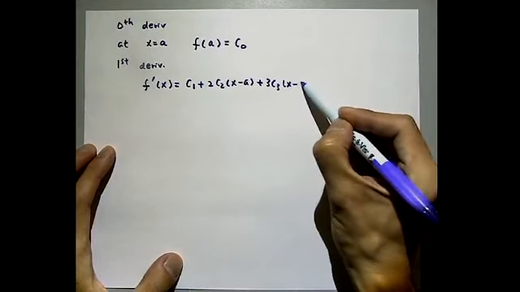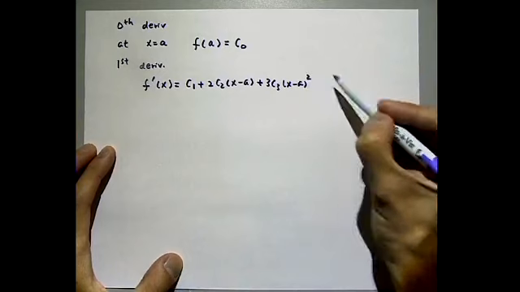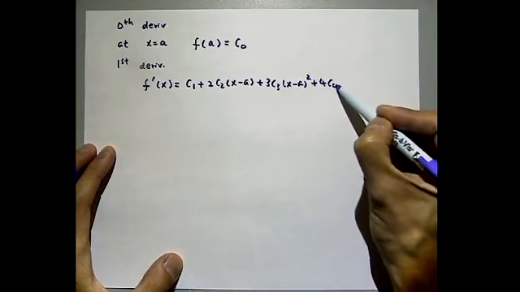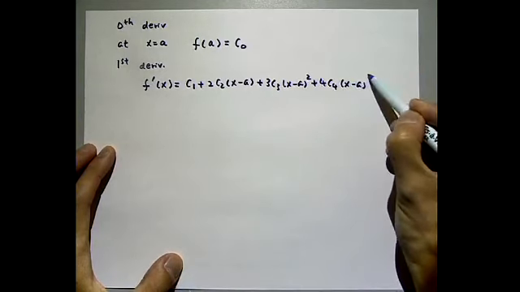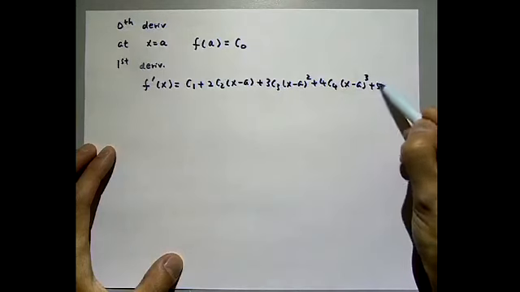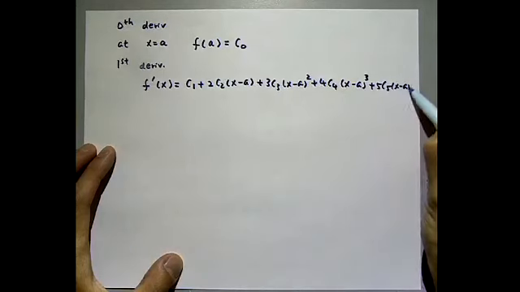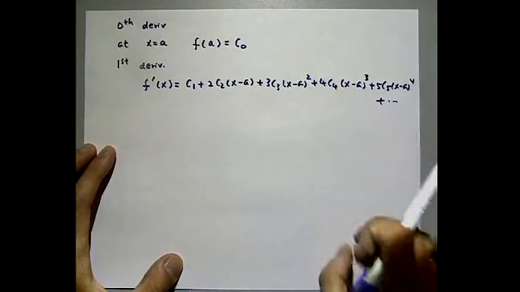3C3 times (x minus a) squared, 4C4 times (x minus a) cubed, 5C5 times (x minus a) to the fourth, and that keeps going.